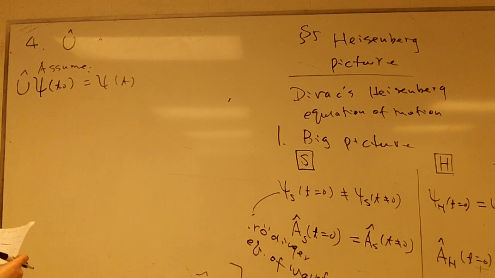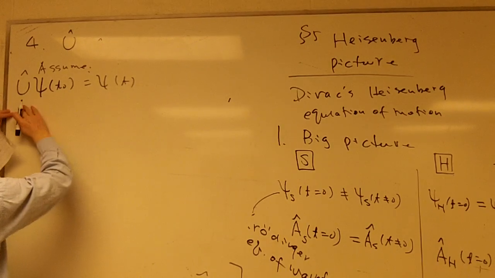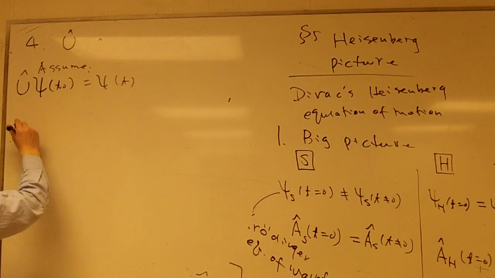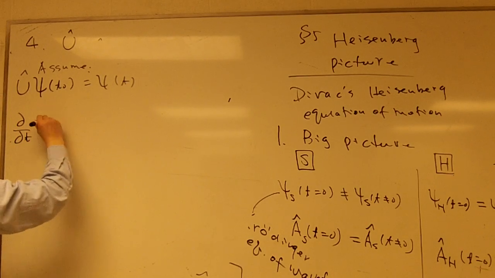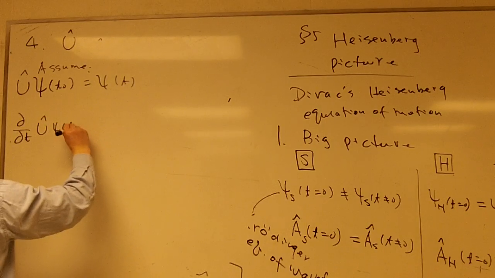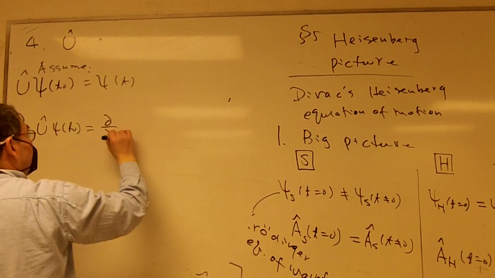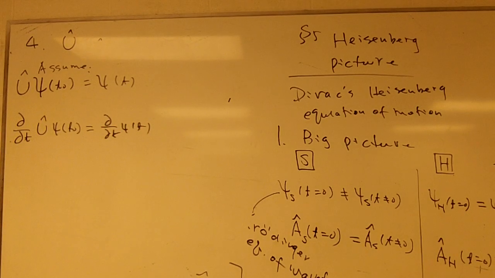So what I do is take the derivative of both sides. I'm going to take the derivative of this side and also the derivative of this side. So let me show the derivative on this side first. Partial t of U hat (t, t0) acting on phi 0, and here's partial t of phi t. So they must be the same. There's no question. Yes, go ahead.